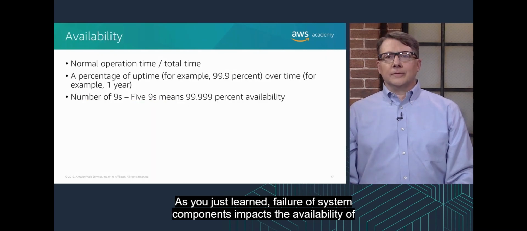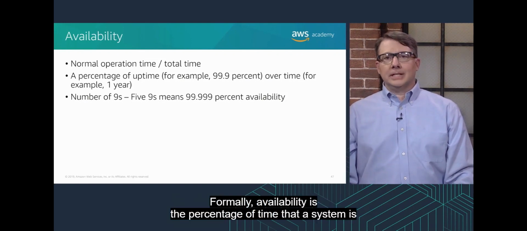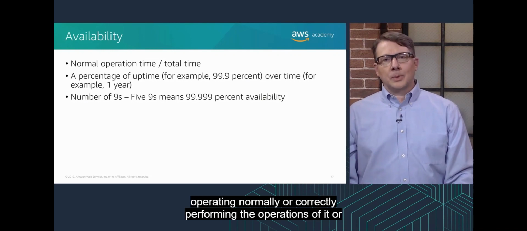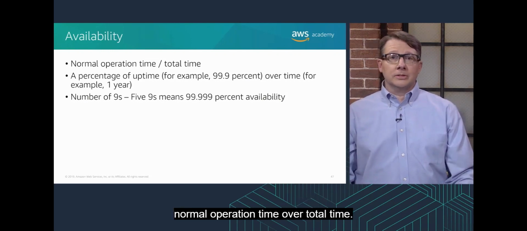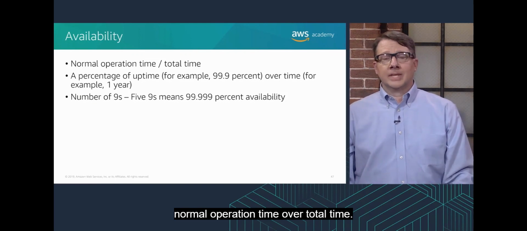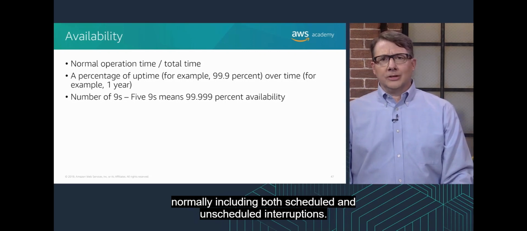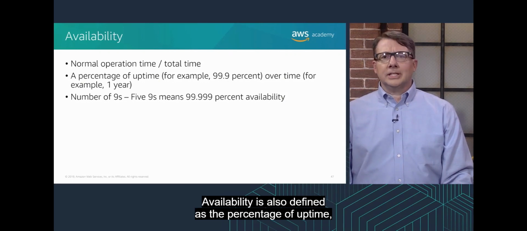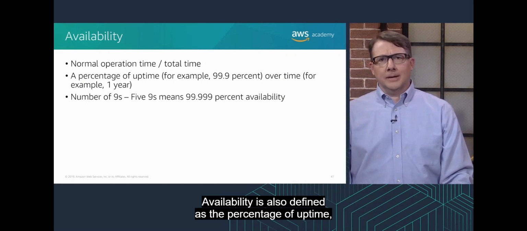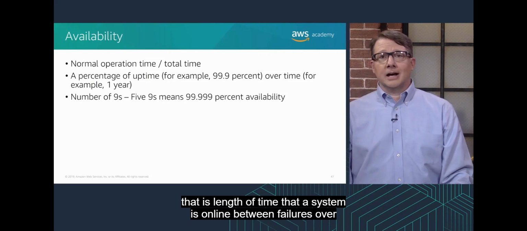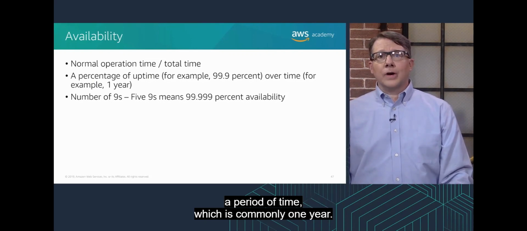As you just learned, failure of system components impacts the availability of the system. Formally, availability is the percentage of time that a system is operating normally or correctly performing the operations expected of it, or normal operation time over total time. Availability is reduced anytime the application isn't operating normally, including both scheduled and unscheduled interruptions. Availability is also defined as the percentage of uptime, that is, the length of time that a system is online between failures, over a period of time, which is commonly 1 year.